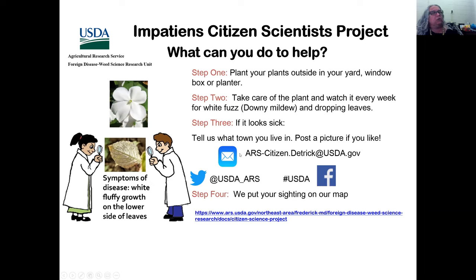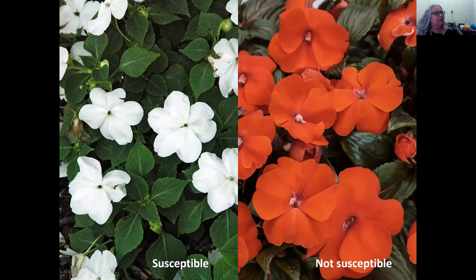And we had, you know, email address, Twitter, Facebook. And what we didn't tell the children is that the white ones were susceptible, that's bedding impatiens, and the red ones were immune. Those were New Guinea impatiens, which maybe get a little downy mildew sometimes, but mostly don't. So that was our little secret experiment to see if people were paying attention.